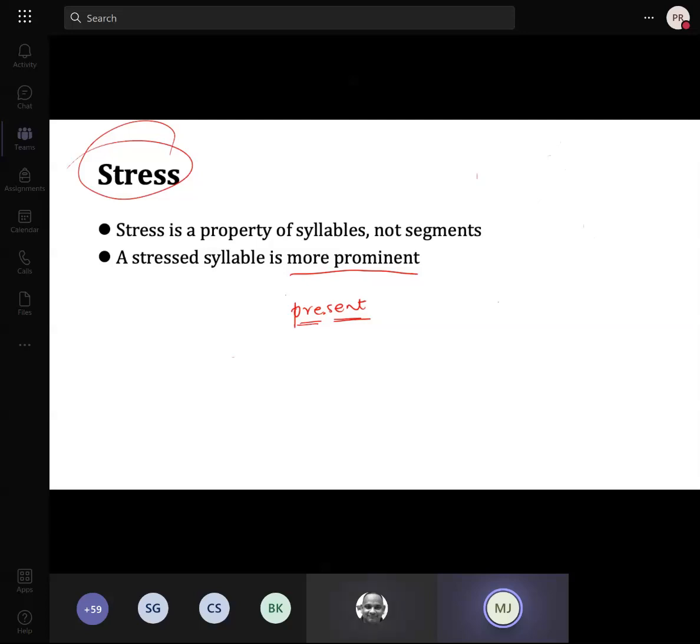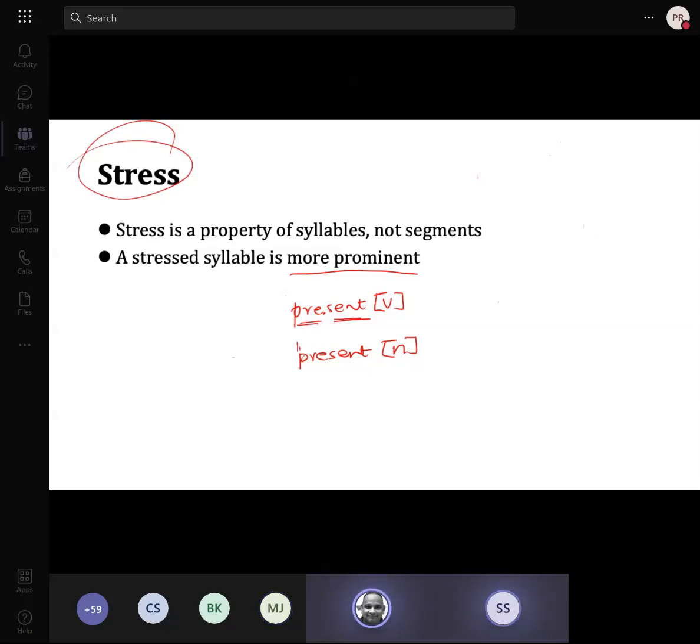Slightly correct, but slightly incorrect. Anybody else wants to try it? I think when the second syllable is stressed, it becomes a verb, like to present something. Okay. And when the first syllable is stressed, then it's a noun, like a gift or the present time, I think.